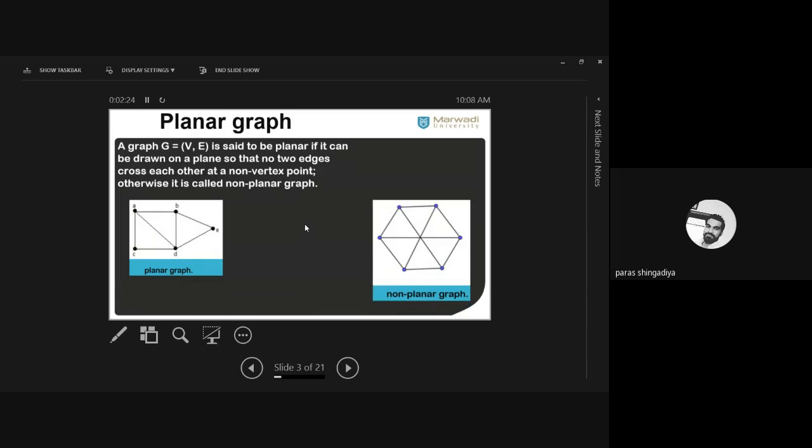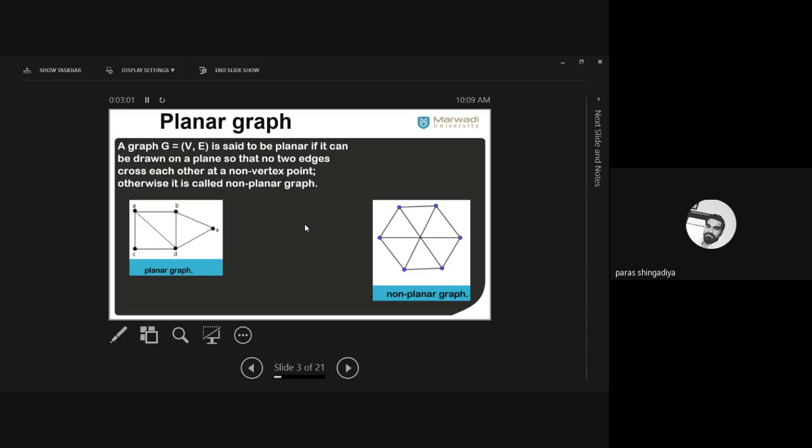So in the last lecture, we had discussed the definition of planar graph, in which case we can consider any graph as planar or not. So what is the definition to verify whether the given graph is planar or not? Here we consider a graph which includes a set of vertices and edges, and it is said to be planar if it can be drawn on a plane so that no two edges intersect at a non-vertex place, clear.